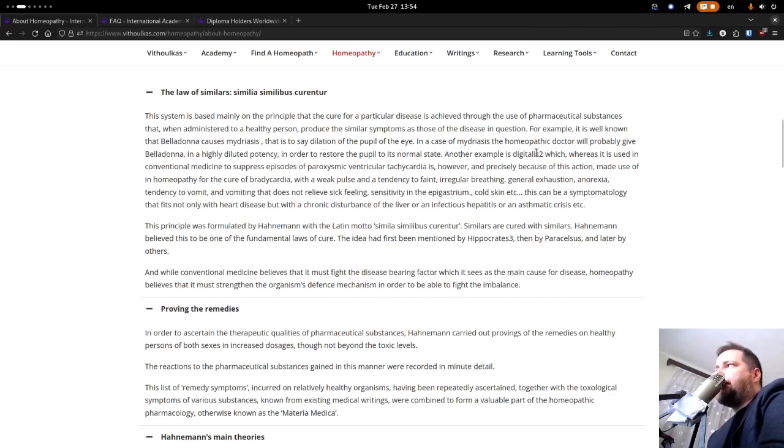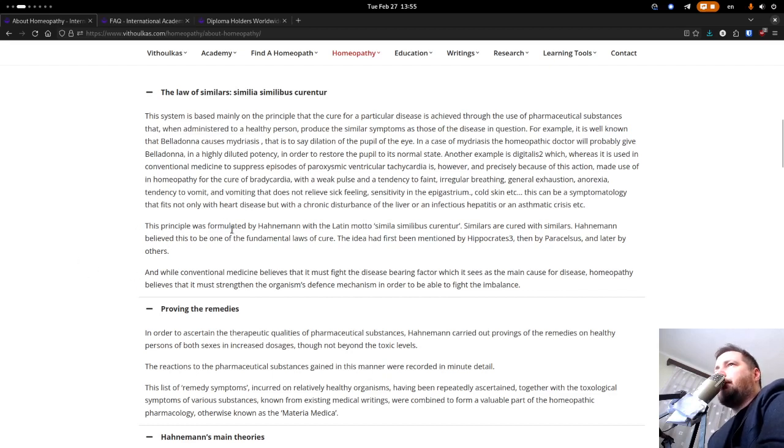Another example is digitalis, which is used in conventional medicine to suppress episodes of paroxysmal ventricular tachycardia, and because of this action, it's made use of in homeopathy for the cure of bradycardia, with a weak pulse and a tendency to faint, irregular breathing, general exhaustion, anorexia, tendency to vomit. You can see that there's a symptom picture here now, right? This is what I was talking about. This can be a symptomatology that fits not only with heart disease, but with chronic disturbance of the liver, or an infectious hepatitis, or an asthmatic crisis, blah, blah, blah.